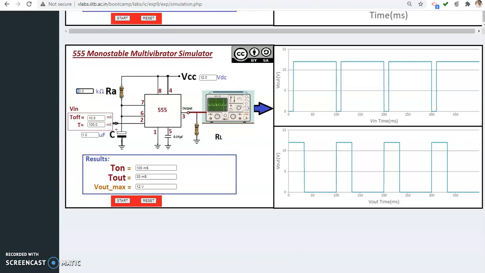Take down the screenshot if you have not taken it. 40k, start. Yes, 44 milliseconds. Take down the screenshot. Then 50k, the last reading. No, one more reading I will show you. Yes, take down the screenshot.